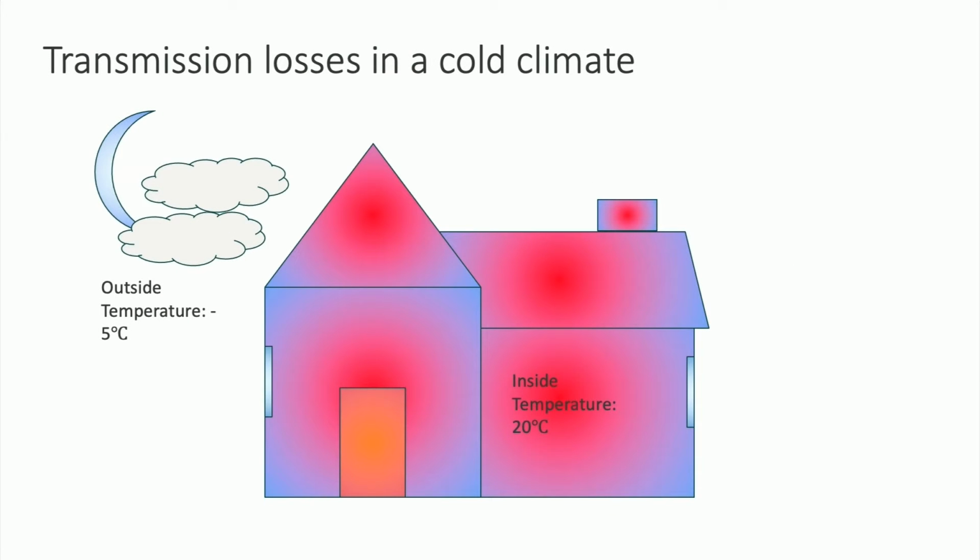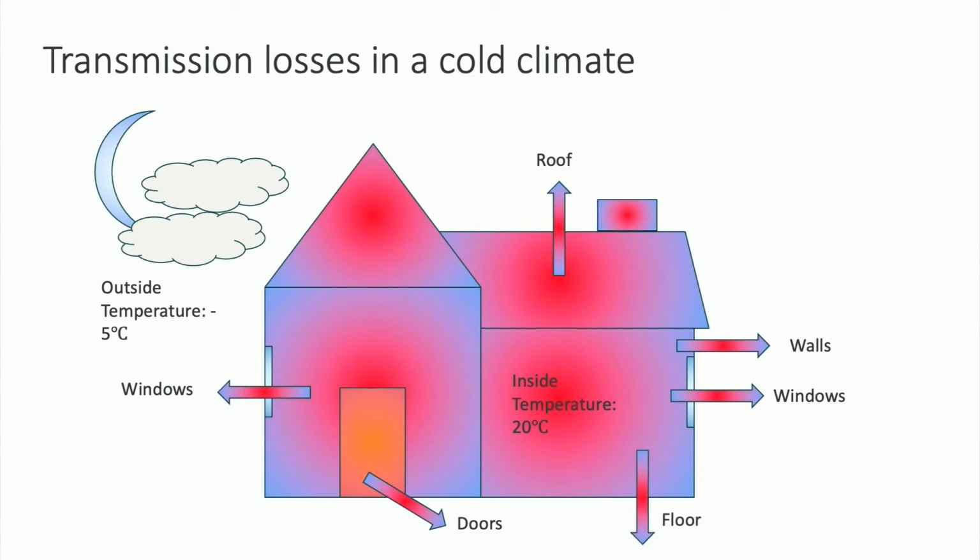Transmission losses arise from the simple fact that there is a temperature difference between the inside and the outside of a building. In countries with a cold climate, there will always be an energy flow from the warm indoor to the cooler outdoor air. This picture illustrates winter conditions with an outside temperature of -5 degrees Celsius and an inside temperature of 20 degrees Celsius. This results in energy escaping through the roof, windows, doors, walls, and the floor.